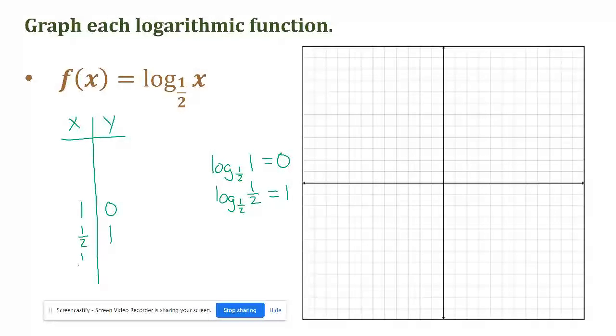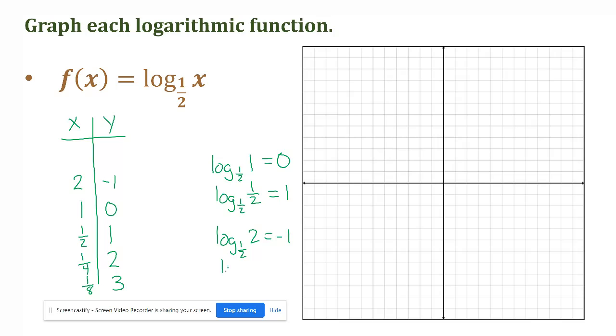Let's do a 1/4. Well, what power of 1/2 gets us 1/4? Well, 1/2 times 1/2 is 1/4, so that would be the second power. And if you want to, I'm going to squeeze in 1/8, and that's going to be a 3. All right, so now let's go the other way. We're going to get some negative results here. So think of log base 1/2 of 2. Well, 2 is the reciprocal of 1/2, and the way you get a reciprocal is by taking something to the -1 power. So if I plug in a 2, I get a -1.